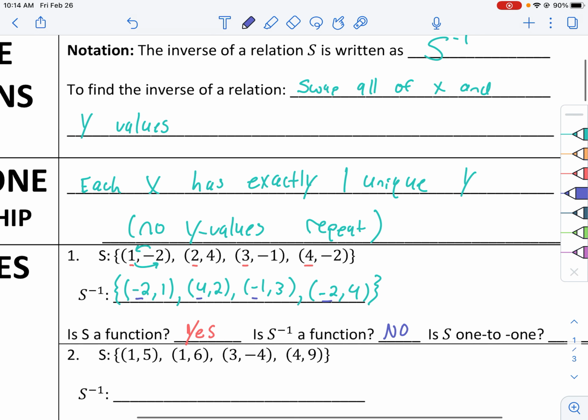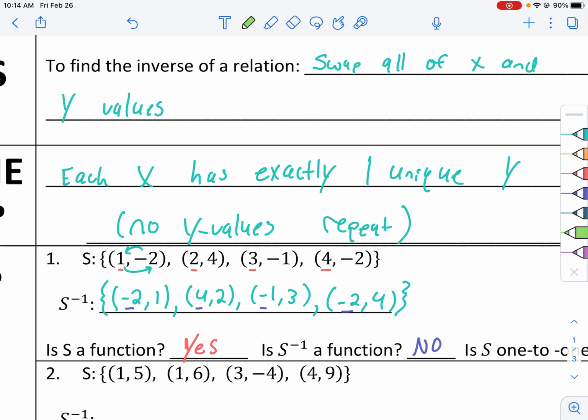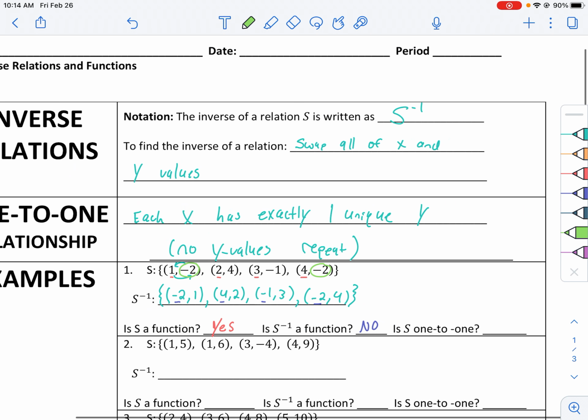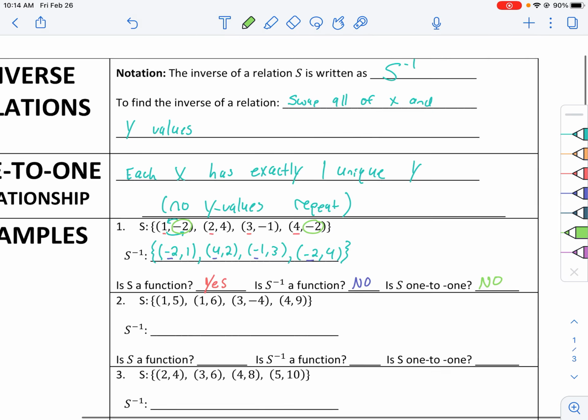And then is S 1-to-1? So it means that each y value is unique, none repeat. In this case, we have a negative 2 in the first term and a negative 2 in the last term. So is S 1-to-1? It is not.